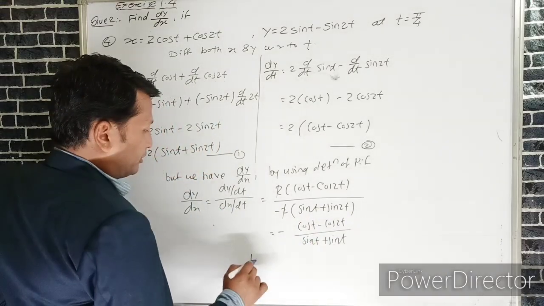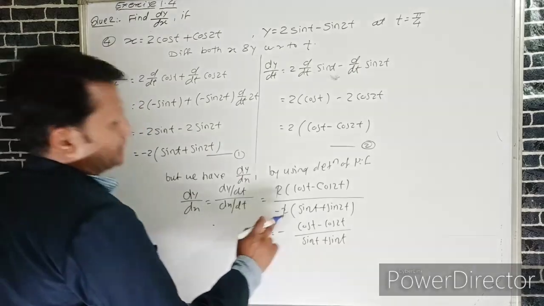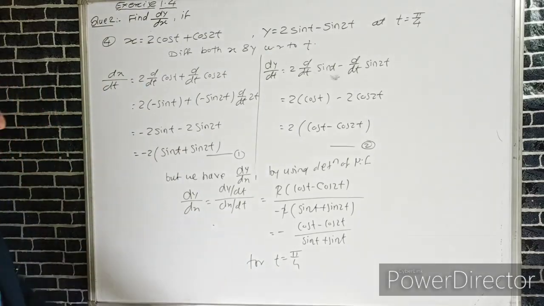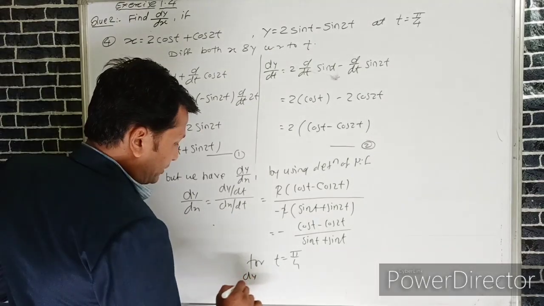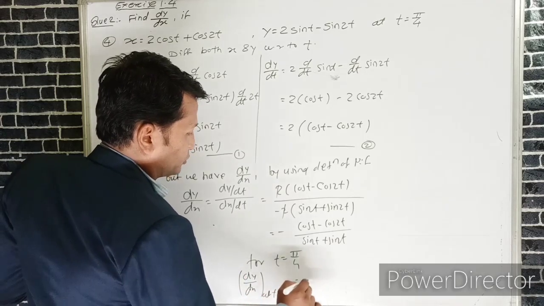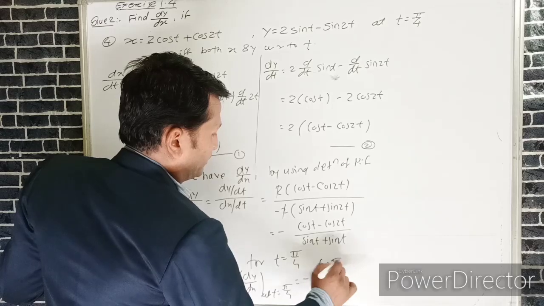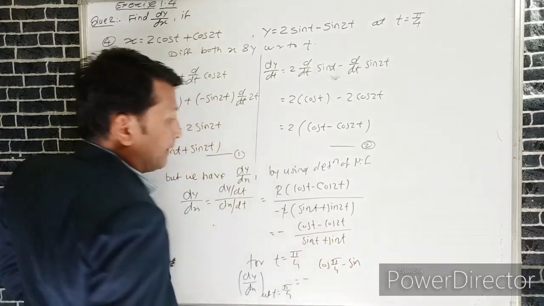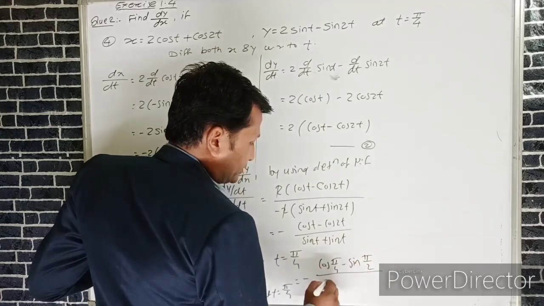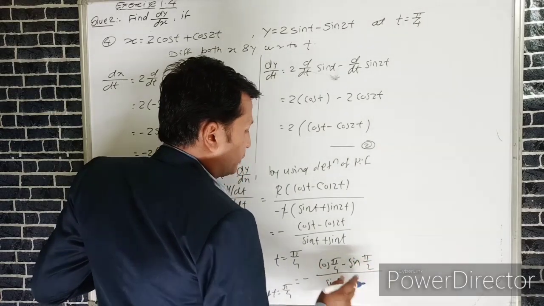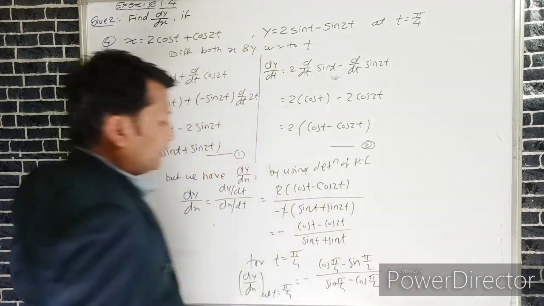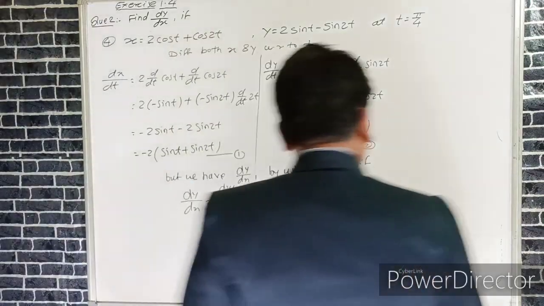We have to find the value of dy by dx at t is equal to pi by 4. If we replace this value of t, pi by 4, we can write dy upon dx at t is equal to pi by 4 is equal to minus cos of pi by 4 minus cos of double of pi by 4, which is pi by 2, upon sin pi by 4. Double of pi by 4 means pi by 2. We know that cos pi by 4 is 1 by root 2.